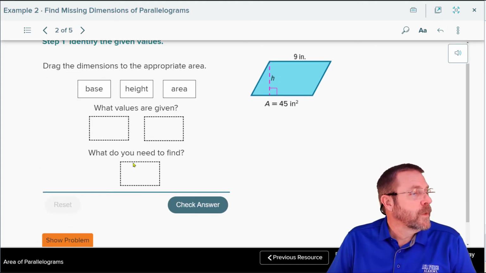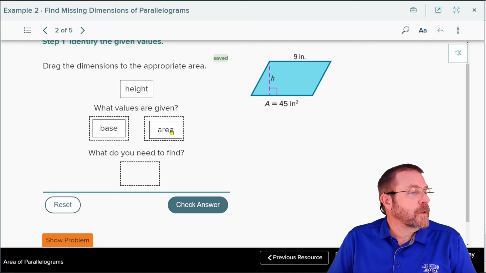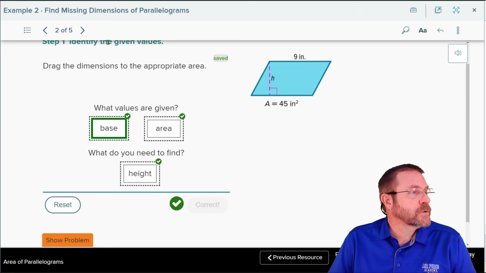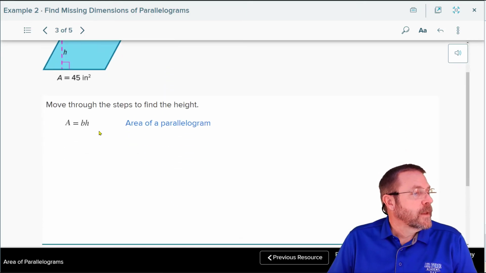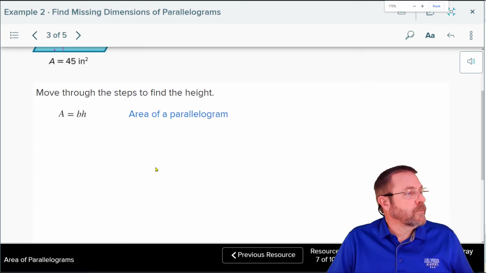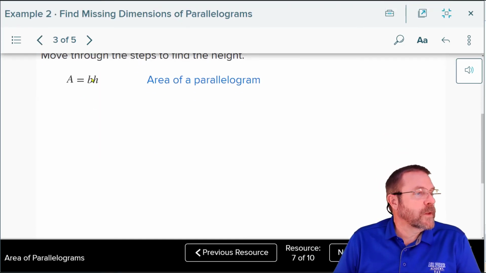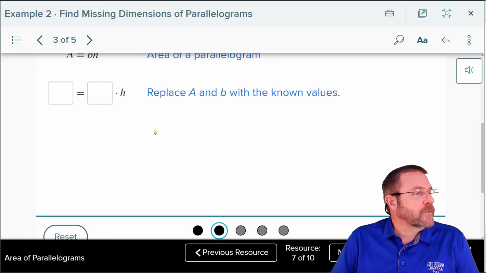So what do we know? We know what the base is, and we know what the area is. And what do we need to find? We need to find the height, and that part checks. And then from there, we're going to find the missing length. Now you can see they started off by writing that formula, area is equal to base times height there. Then they're going to plug in the values that they know.